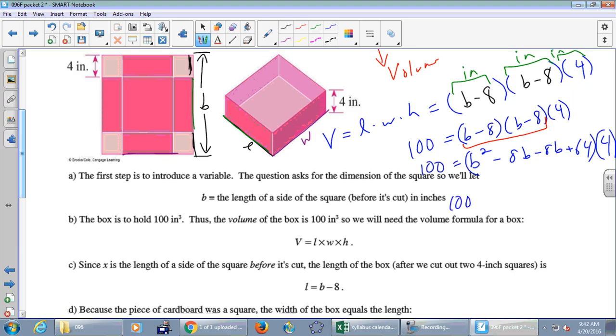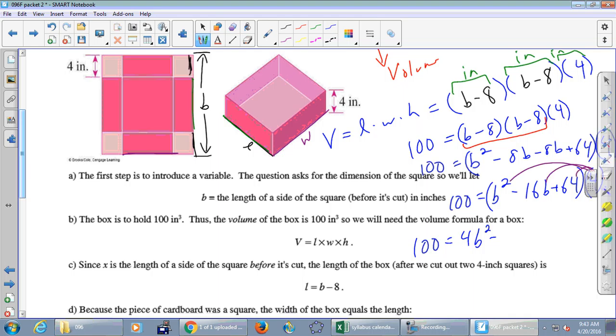Okay, 100 equals b squared. When I combine the two terms in the middle, negative 16b plus the 64, and that is multiplied by 4. And now we'll distribute that 4 in. 100 equals 4b squared minus. So this 4 is coming in and hitting all 3 of these guys. What do we get? 16 times 4, that's 64b plus 4 times 64, 256.